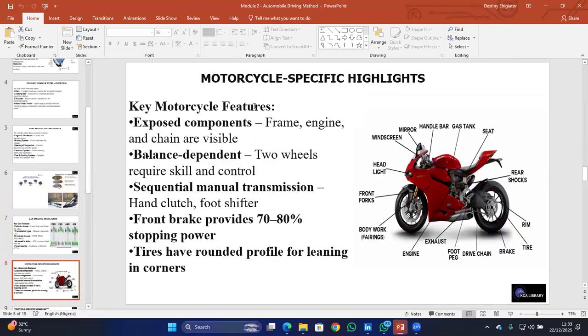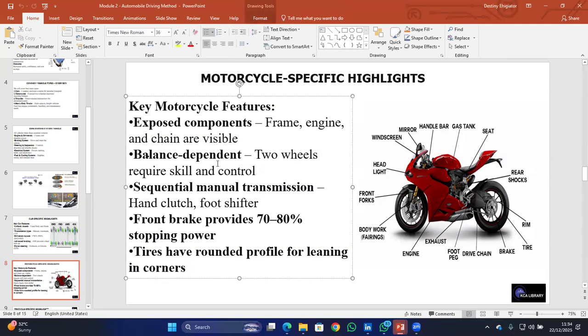Then we have motorcycle specific highlights. We have some key motorcycle features, which include exposed components: the frame, the engine, and the chains are visible. These things you can see are called the visible or exposed components. Then we have the balance department, where the tires are. These wheels are called the balance department.